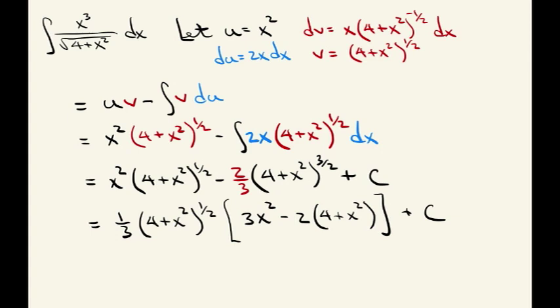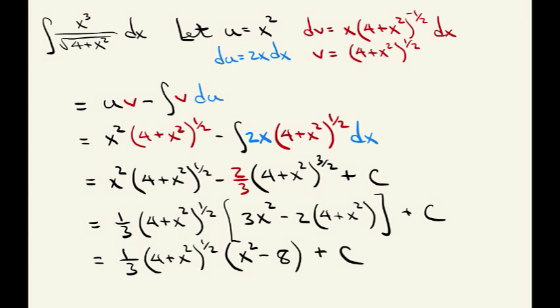And if we simplify this expression, we have a final answer of 1/3 times the quantity 4 plus x squared to the 1/2 power times, well, let's see, 3x squared minus 2x squared is x squared, and negative 2 times 4 is negative 8. So a final answer, 1/3 times the quantity 4 plus x squared to the 1/2 power times x squared minus 8 plus c.